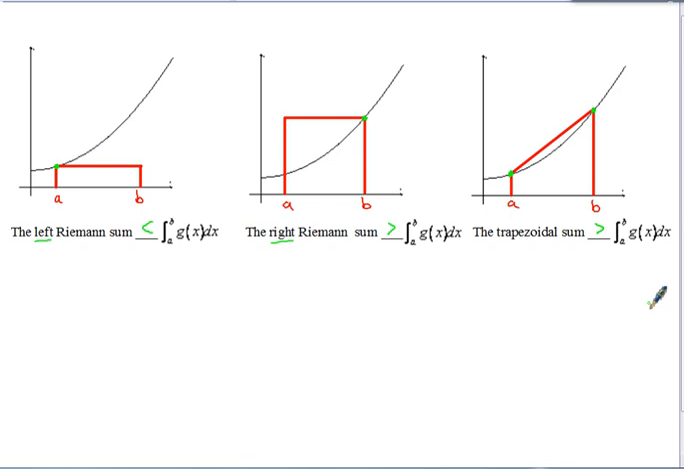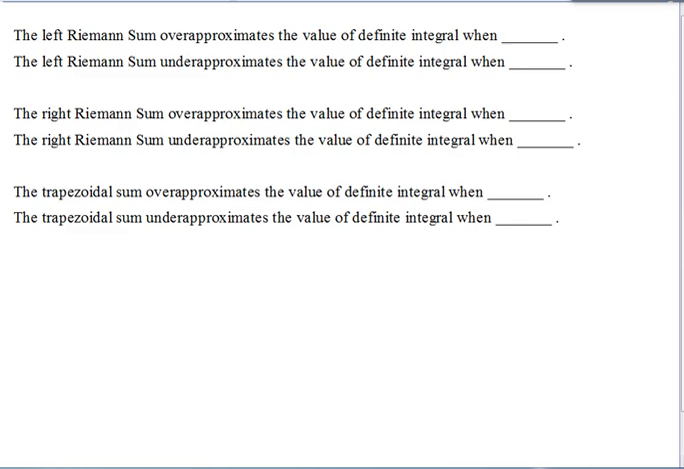All right, so this is a way you can actually figure it out if you forget which way it goes. Just draw yourself a picture of what it looks like to see if it underestimates or overestimates. Now let's see what the causes are, though, if you have to justify why it does. So let's start with the left Riemann sum. It over-approximates the definite integral when, all right, let's see when that happens.